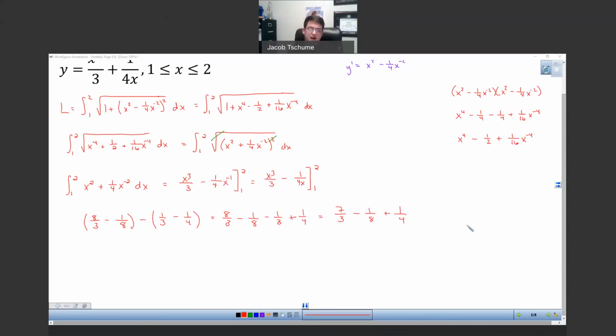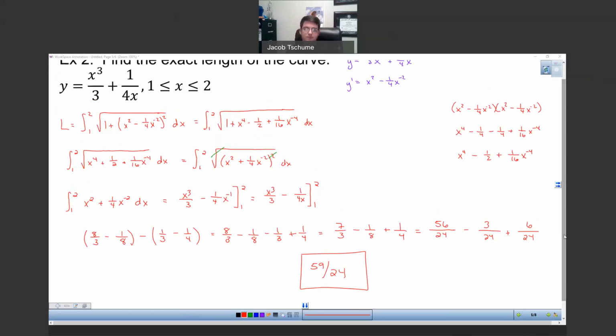I will need to find a common denominator. So 3, 8, and 4 all go into 24. So let's get all these as common denominators. That would end up being 56 over 24 minus 3 over 24 plus 6 over 24. And when you put all of those numbers together, 56 minus 3 is 53, and 53 plus 6 is 59 over 24. And that is the exact length of this function on the interval 1 to 2.